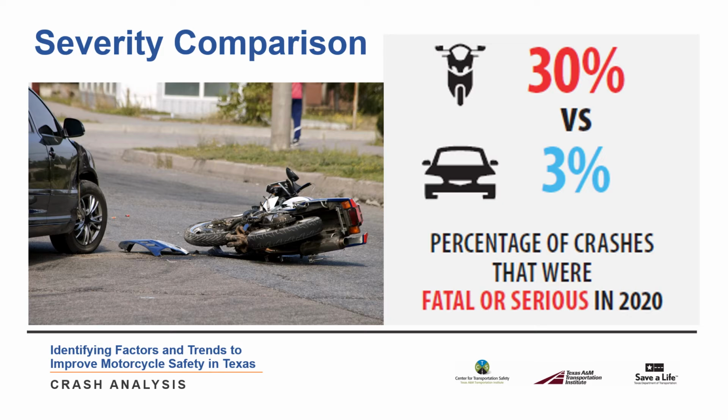So let's go ahead and put all the severity information that we just saw on the prior slide into perspective. 30% of our motorcycle crashes are fatal or suspected serious injury. How does that compare to passenger vehicle crashes? In the state of Texas, only 3% of passenger vehicle crashes were fatal or serious injury crashes. So that is an alarmingly different statistic, and it supports the need to better understand motorcycle crashes and identify countermeasures to keep our operators safe on Texas roadways.